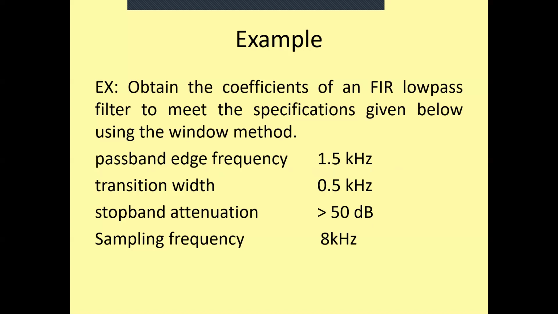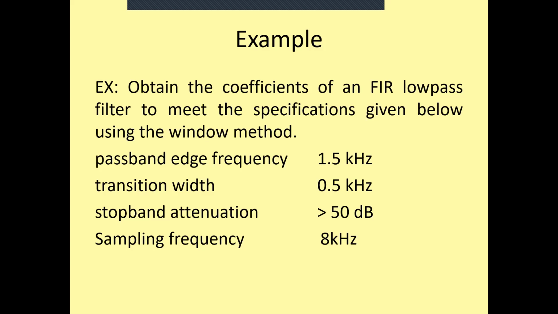Look please at this example. We are going to talk about the full solution of this example. Obtain the coefficients of an FIR low pass filter to meet the specifications given below using the window method. First of all, the passband edge frequency is equal to 1.5 kilohertz.